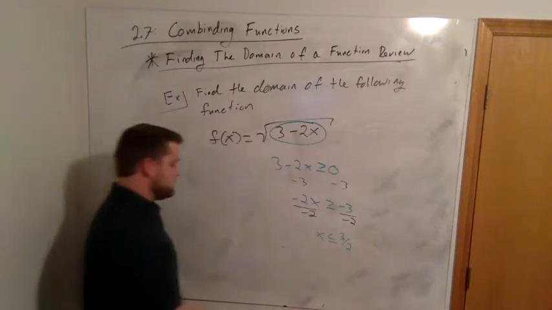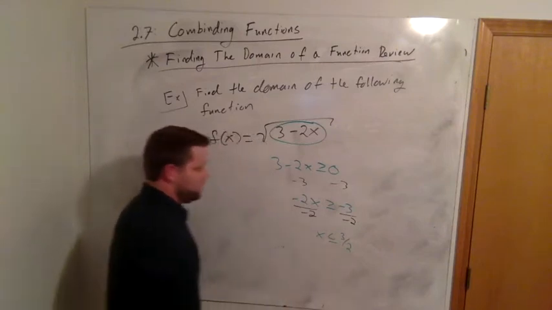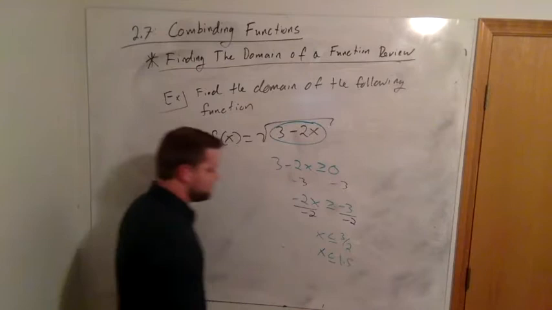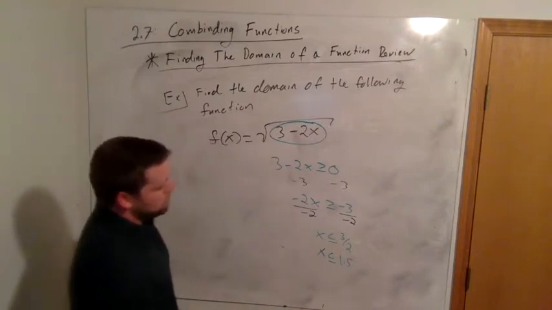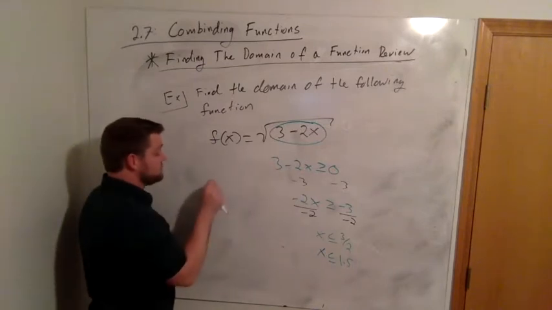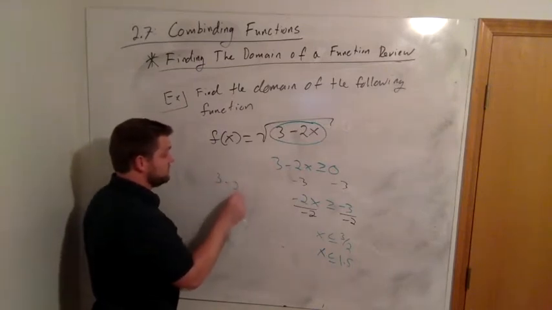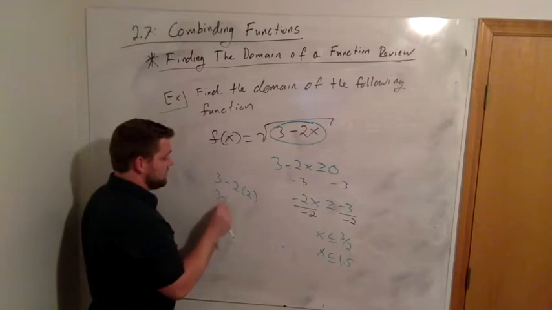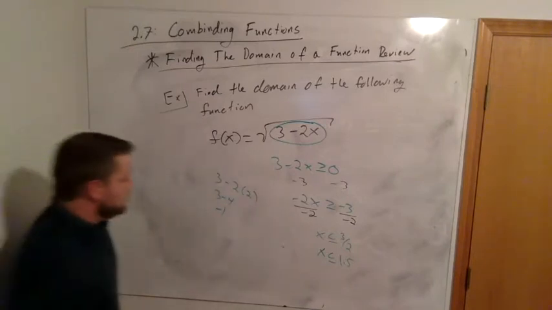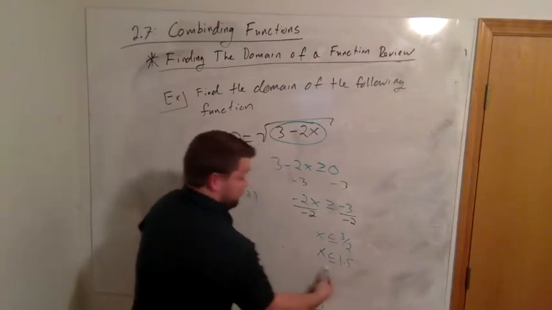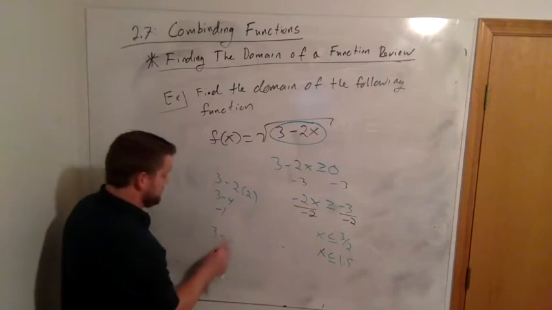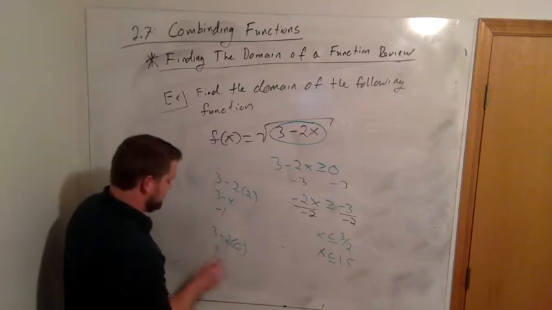So notice that if you just want to test this, this is saying that x needs to be less than or equal to 1.5. So plug in a number bigger than 1.5. Let's say we plug in 2. Well, notice 2 won't work. 2 is not in the domain of this function because if I plug in 3 minus 2 times 2, that's 3 minus 4, that's negative 1. I can't take the square root of negative 1. Okay, we could test it by plugging in a number less than 1.5. Plug in 0. Well, if I do 3 minus 2 times 0, 3 minus 0, I get 3.